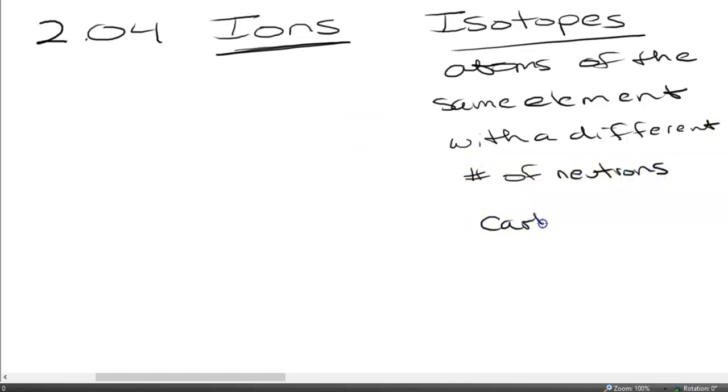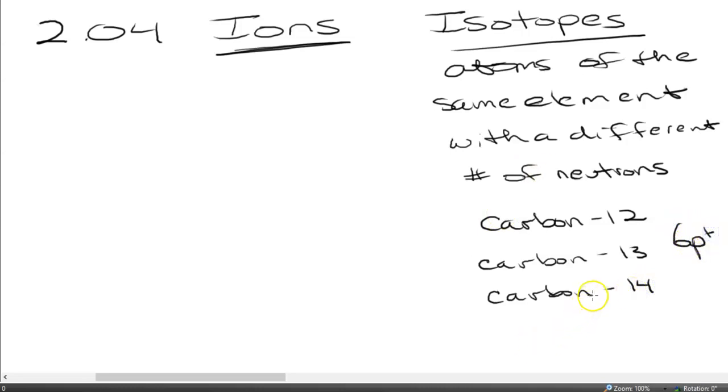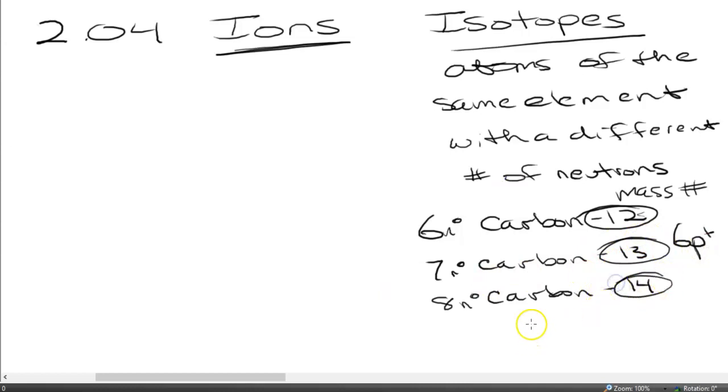And remember, we had isotopes like carbon 12 and carbon 13, and we had carbon 14. They all have 6 protons in the nucleus. That's what makes them carbon. But carbon 12 would have 6 neutrons, carbon 13 would have 7 neutrons, and carbon 14 would have 8 neutrons. If you add those up, 6 and 6 is 12. That's where the mass number comes from. So 12 would be the mass number, 13, 14 for these different isotopes of carbon.